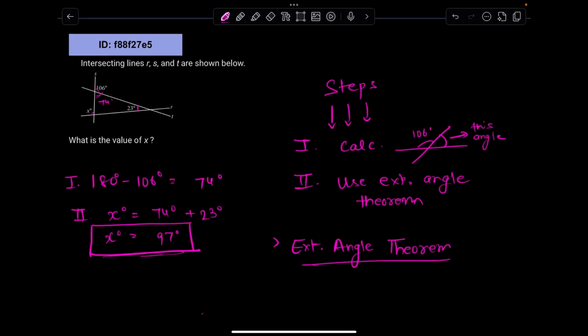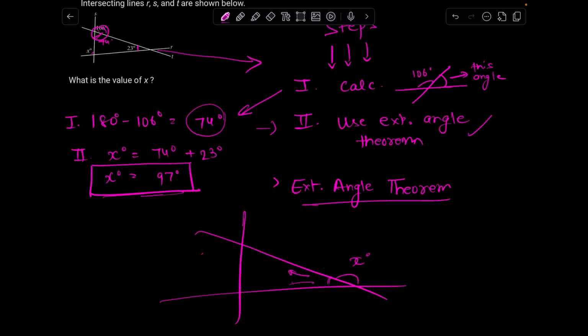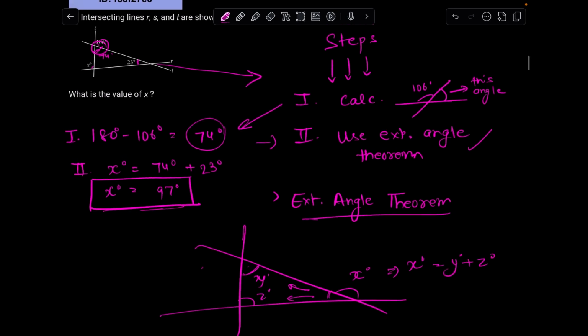Okay, we are going to be using the exterior angle theorem here. First, we need to calculate this angle right here as the first step. Then second step, we are going to use the exterior angle theorem. So in the first step, we calculate this angle to be 74 degrees. And our next step is to use the exterior angle theorem, which basically states that if you have a triangle like such, this exterior angle should be equal to the sum of the opposite interior angles. So x degrees should be equal to y degrees plus z degrees. We're going to use this here to get x is equal to 97 degrees.